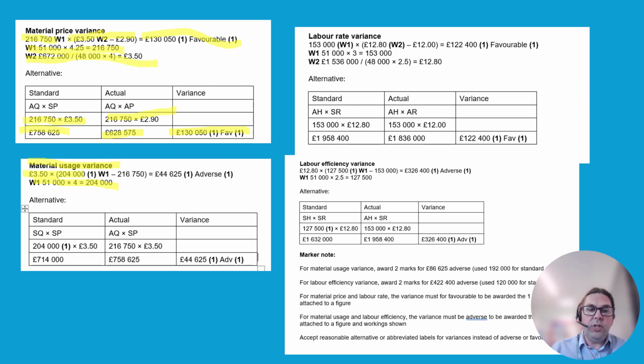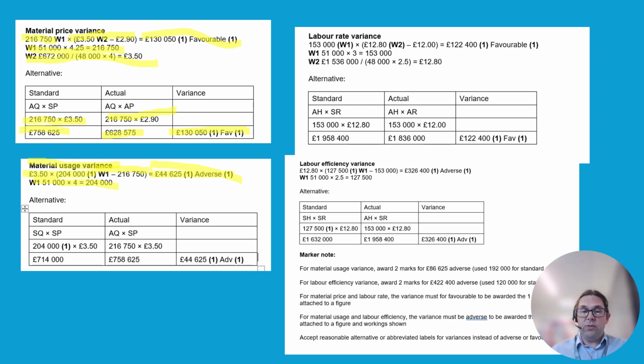So then what we would do is we'd multiply £3.50, so the standard rate, by the difference in kilograms. So we should have used 204,000. We did use 216,750. So it's 12,750 adverse kilograms. Multiply that by the 350, gives you the 44,625 adverse. The other way of doing it, I prefer that, so you can see the kilograms.